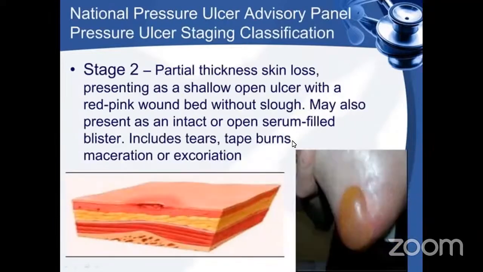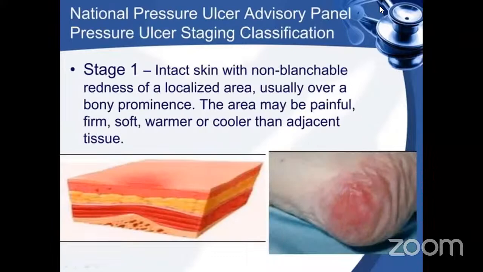So here, the National Pressure Ulcer Advisory Panel pressure ulcer staging classification classifies the ulcer into stages: stage 1, 2, 3, 4, and unstageable. So one by one, we are going to discuss these stages.